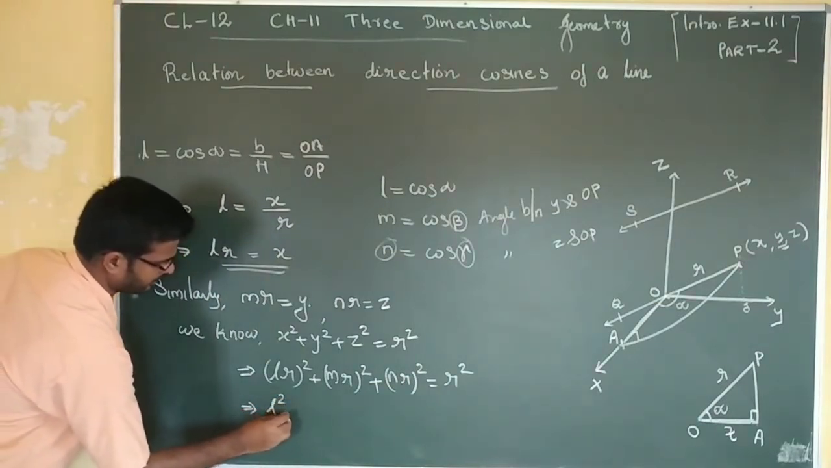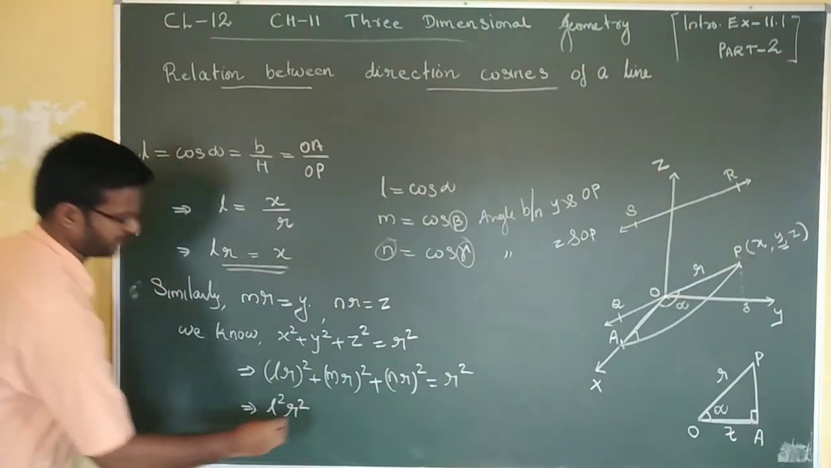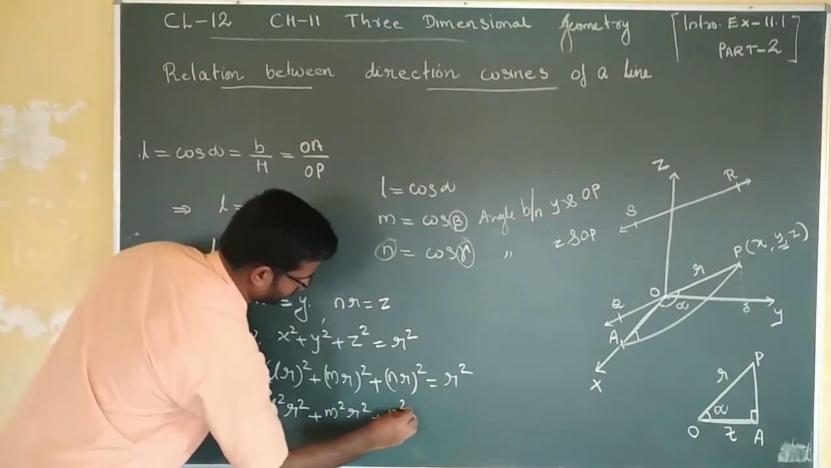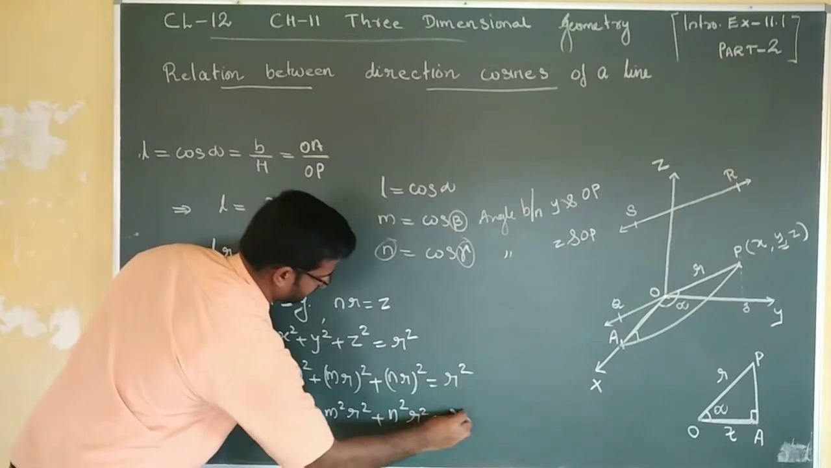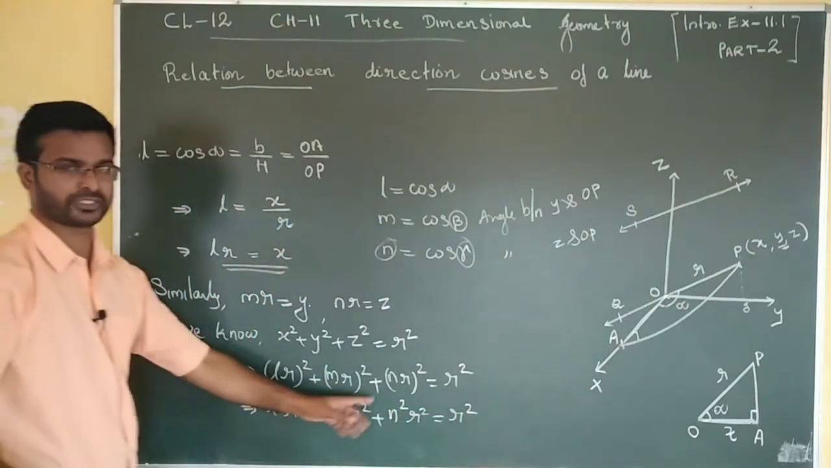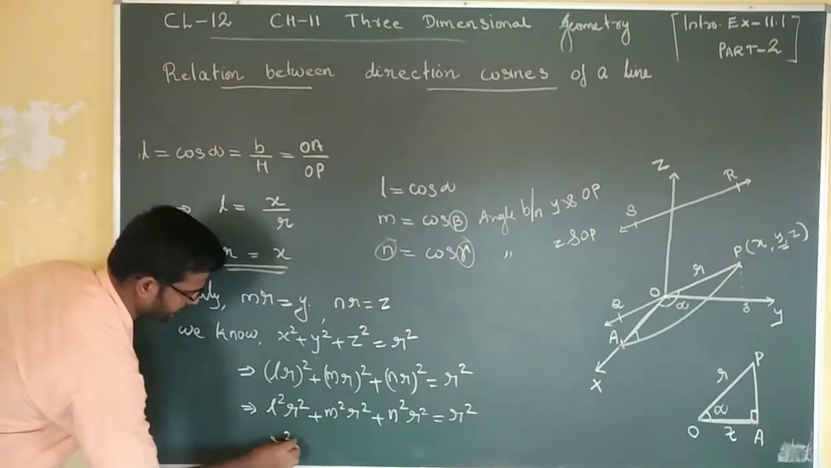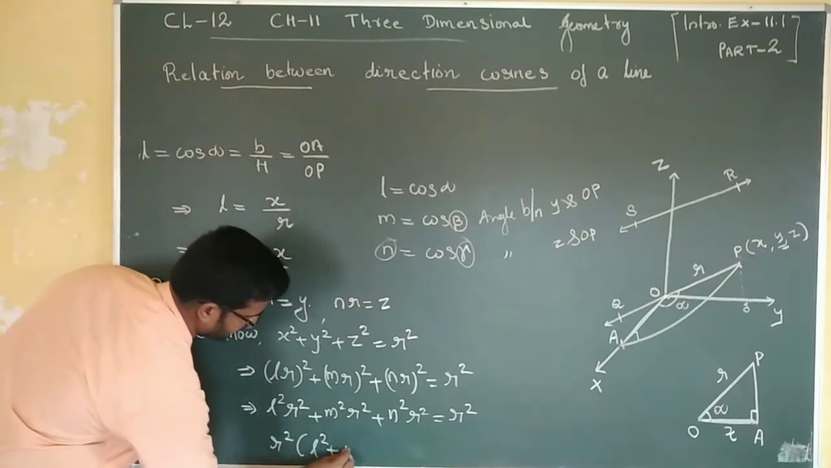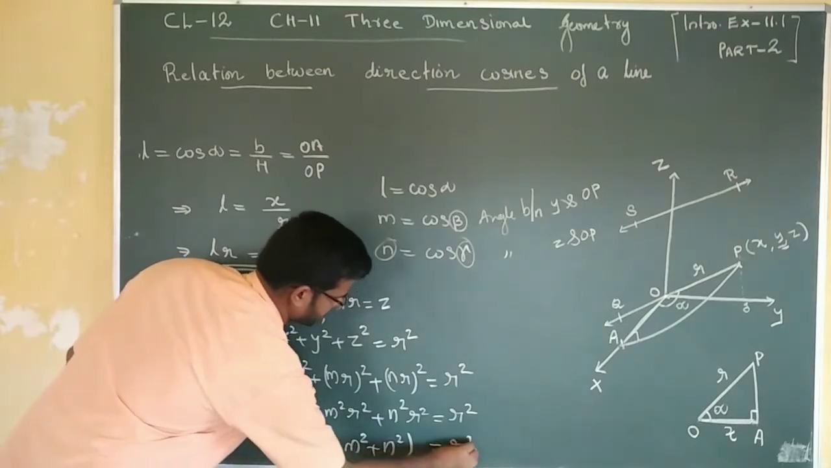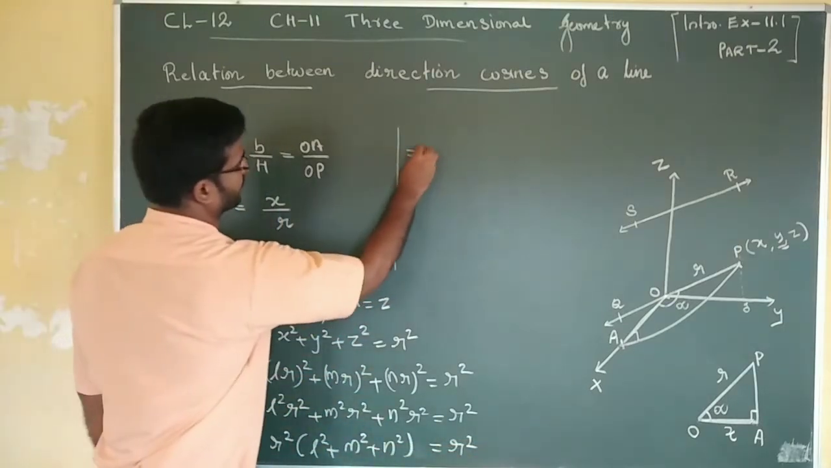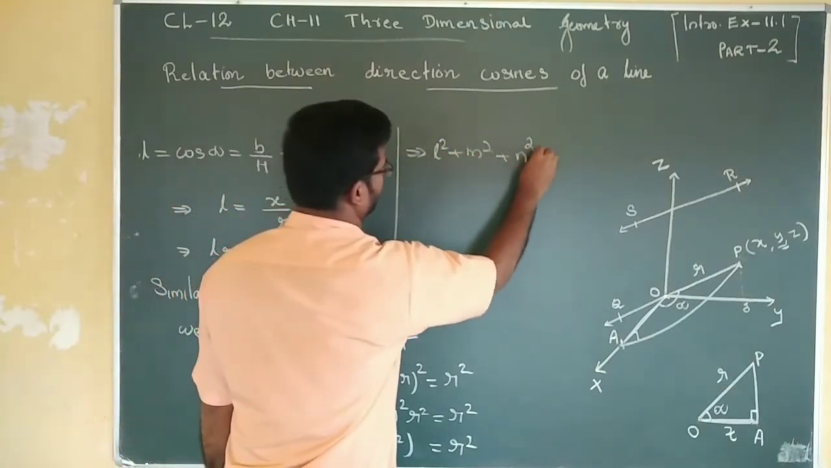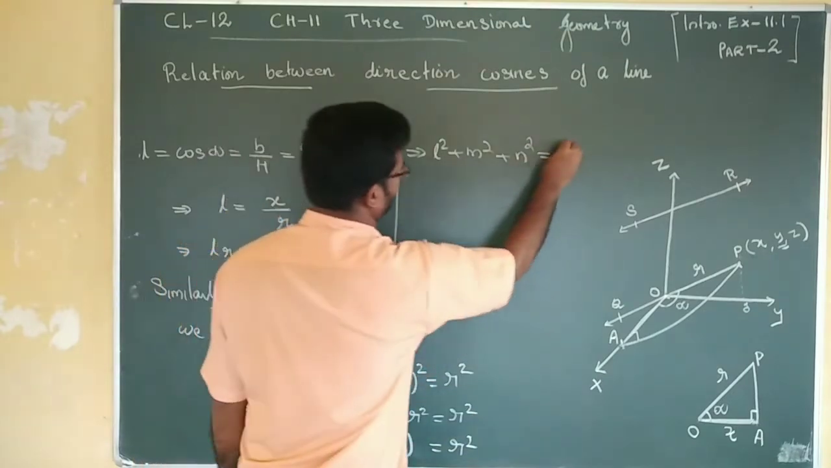L square R square plus M square R square plus N square R square equal to R square. In left side, what is common? R square is common, isn't it? Take R square outside, then L square plus M square plus N square equal to R square. Now we can write L square plus M square plus N square equal to right side R square.